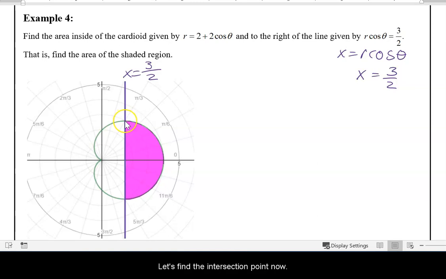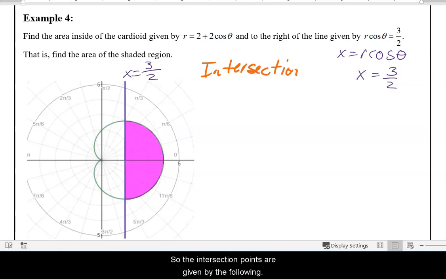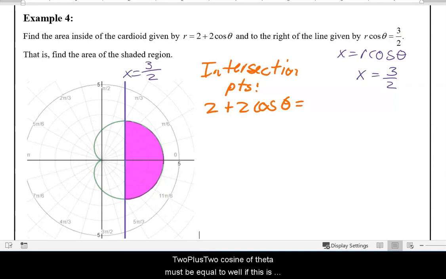Let's find the intersection point now. We need to know where those two curves intersect. They'll intersect at the following point when they're equal to each other. So the intersection points are given by the following. 2 plus 2 cosine of theta must be equal to, well, if this is r, I need this solved for r, which means 3 divided by 2 cosine theta. Let's write that down.